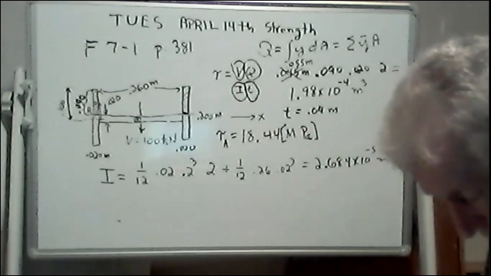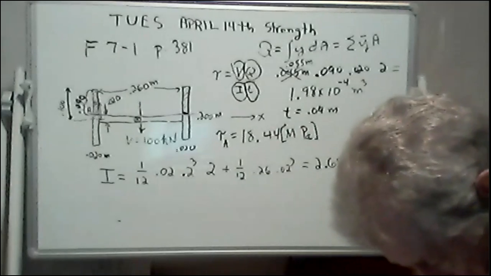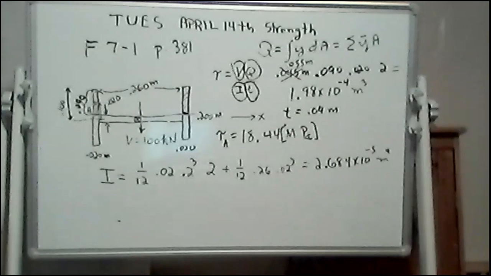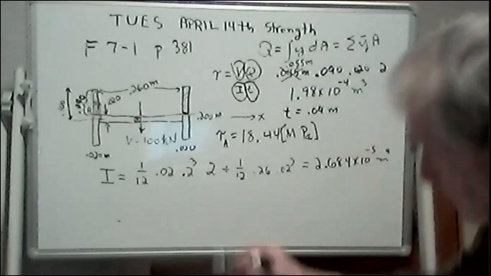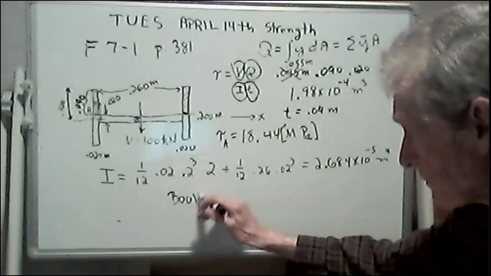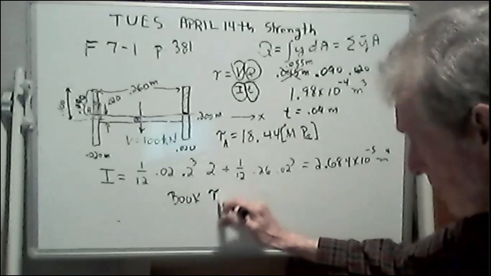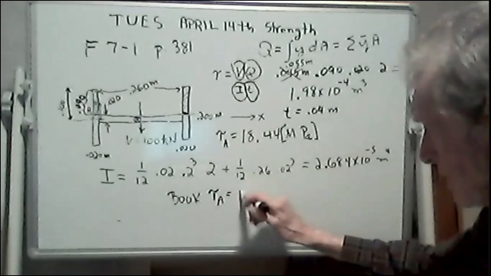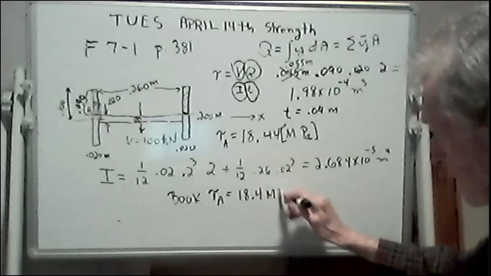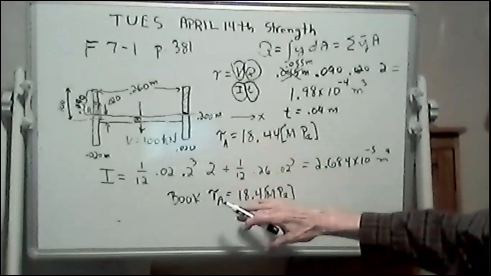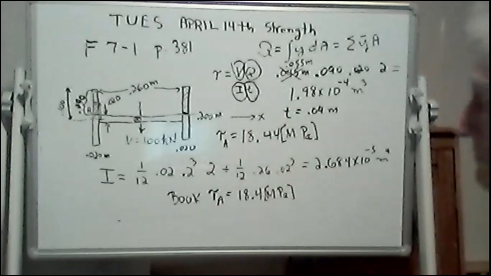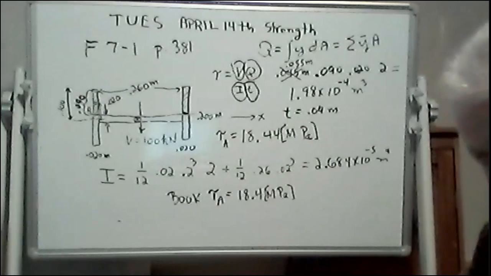Now let's look up and see what they said. This was F7-1. I'm going to look it up and see what it says back here. The book answer says the shear stress at A is 18.4 megapascal. Hey, Shazam. That's what we got. I guess they just lopped off that other 4 there. That's how you do it.